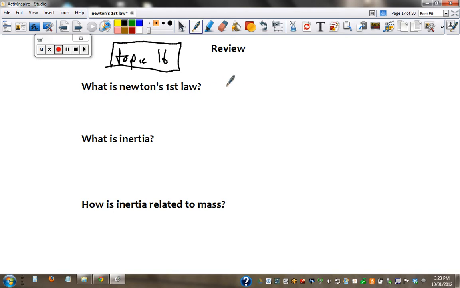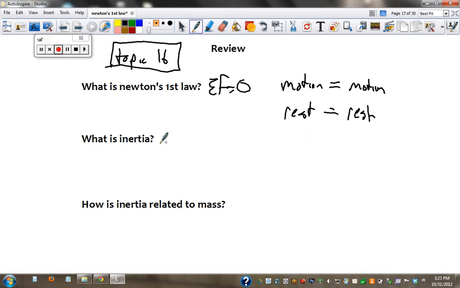Newton's first law says when forces are balanced, so when the net force equals 0, an object in motion will stay in motion, and an object at rest will remain at rest. The tendency for objects to do this is called inertia. So we use the word tendency, or desire, or we just say objects want to keep doing what they are already doing.